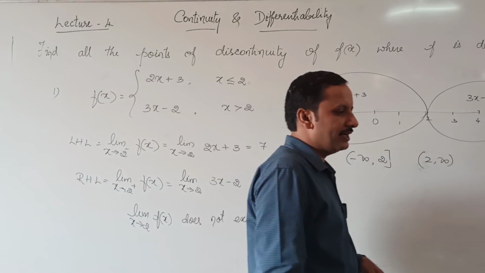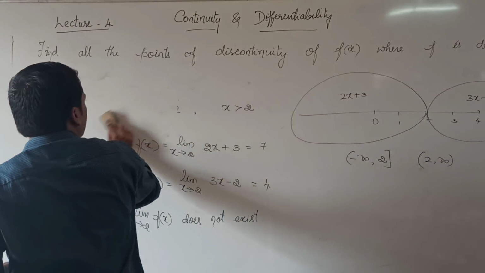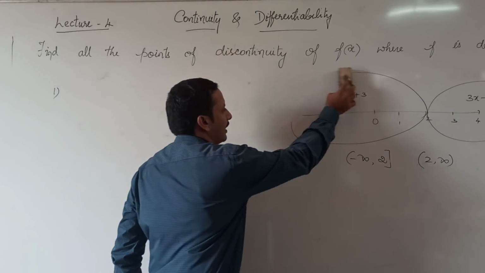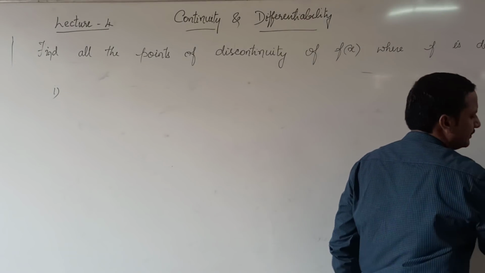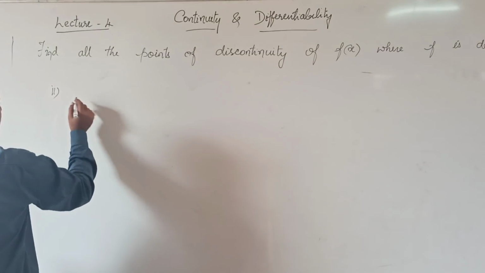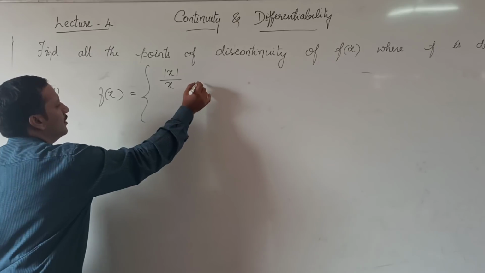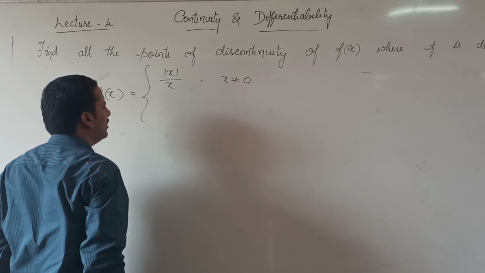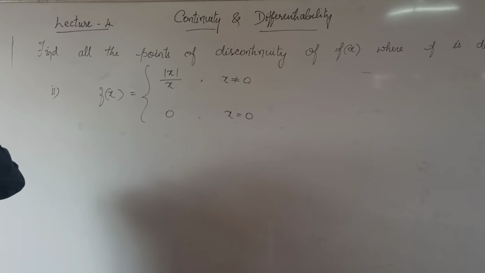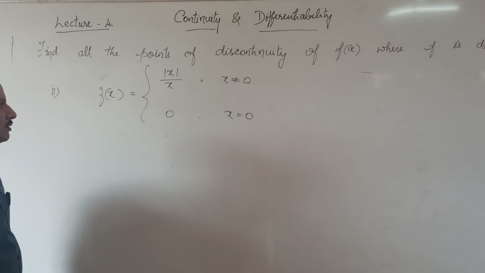Okay. Let us look at the second question. The question says, find all the points of discontinuity of f of x, where f is defined by f of x is equal to mod x by x when x not equal to 0, and it is 0 when x is equal to 0. This is how they are defined.